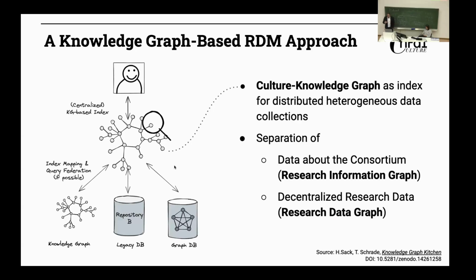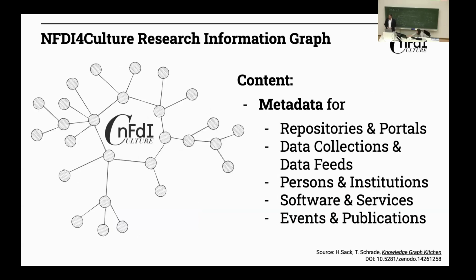Okay, so what we did and are still doing in a knowledge graph-based RDM approach, we are building basically a networked data structure. We also, and this is something interesting, collect data. We have to. I'll explain in a minute why. But at the same time, we are having a separation of concerns. So we said from the beginning, okay, we will have the research data about NFDI4Culture, about the consortium, and then we will have the research data about the real cultural artifacts, tangible and intangible. And that's what we call the research information graph.